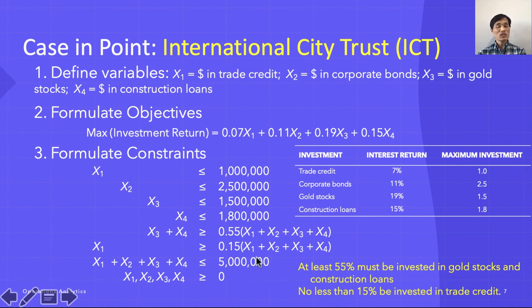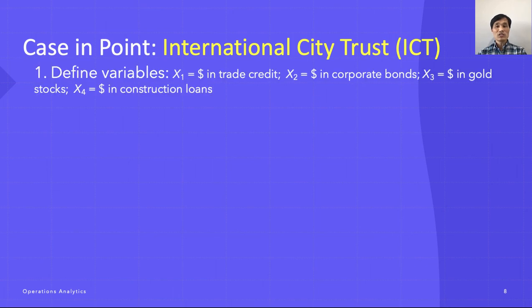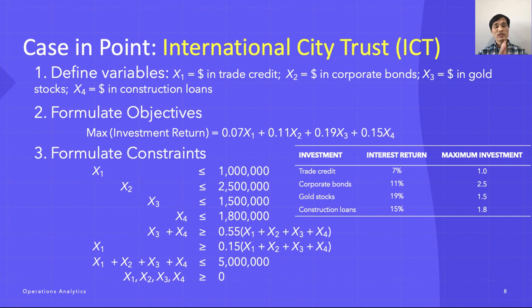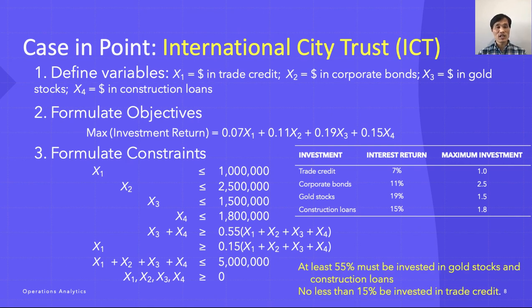And last of all, X1 to X4 has to be greater than or equal to 0, because in reality, we don't have negative numbers. We don't have negative money. So this non-negativity constraint has to be added. So you formulate this, and then now you are ready to tackle the question. If you are at this point, then we can now open Excel and enter this data together. So let's do that.